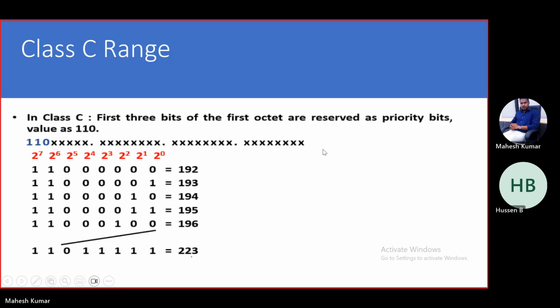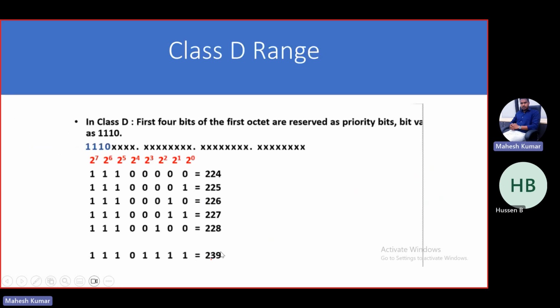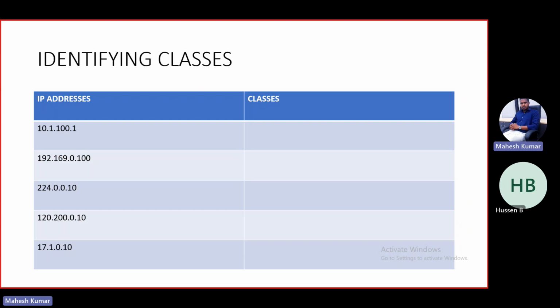Then class C is also having the first three bits of the first octet reserved as priority bits, with value 110. In the same way, we need to count all the active ones and ignore the off ones. So the total value will become 223. Class D and class E use the same calculation, which is not required.